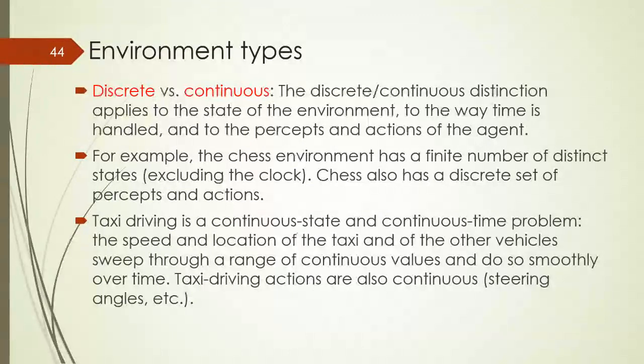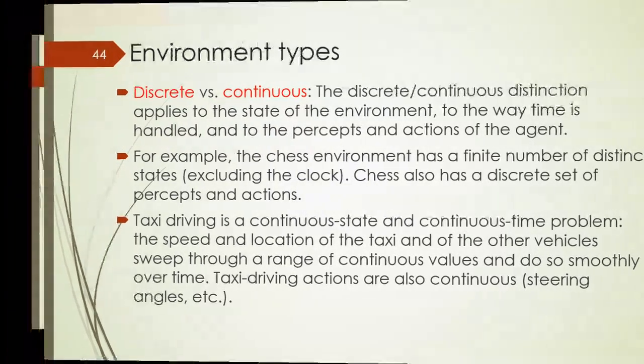Environment type, again, discrete versus continuous. In a discrete environment, states are distinct from each other. So you have specific distinct steps in your environment. For example, the chess environment has a finite number of distinct states. One move to the other move, they're discrete from each other. But in the taxi driving agent, for example, the environment is continuous. Things change continuously. You don't have distinct steps in time.